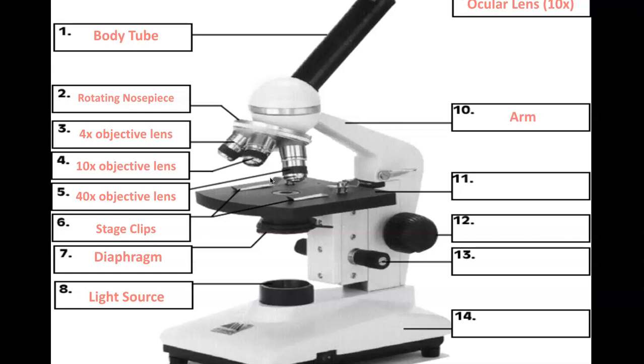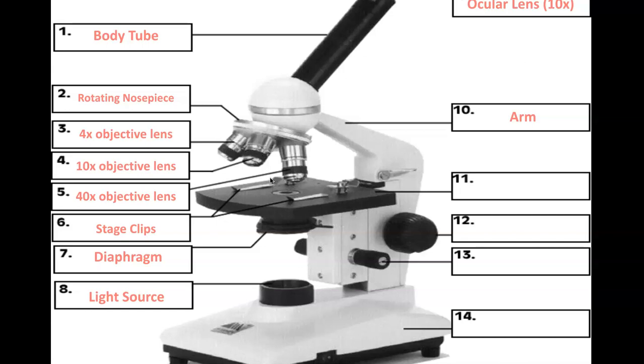The next structure is the arm. The arm is supporting the objective lenses, the ocular lens, and the rotating nose piece. This is also the part that we hold on to when we are transporting microscopes. Our hand goes on the arm.